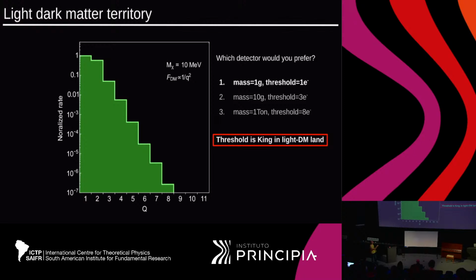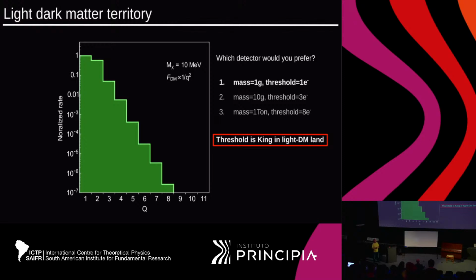So far, 1 gram and 1 electron is winning. And a mass of a ton is 10 to the 6, but this is smaller, sometimes 10 to the 7, so you are still less than 1, okay? So what's the take-home message? That in the light dark matter land, threshold is the ruler, okay? You really want to have as low a threshold as possible.